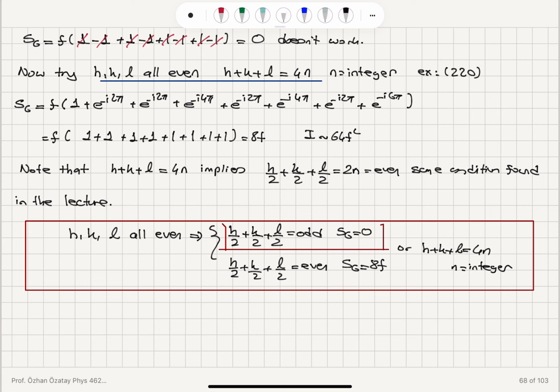So basically we can summarize our result as H plus K plus L is equal to 4n, n is an integer, and HKL all even. If H over 2 plus K over 2 plus L over 2 is odd, then this would not be equal to 2n. Then that would give us a 0 geometrical structure factor. If it's even, then it's the same condition that we have written here. The geometrical structure factor is 8F.